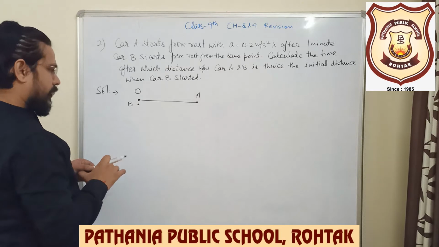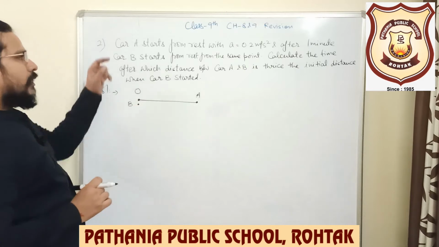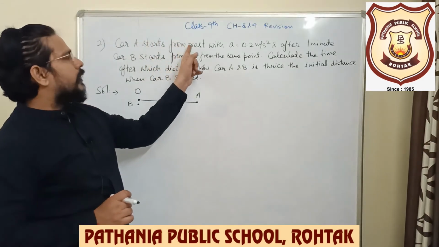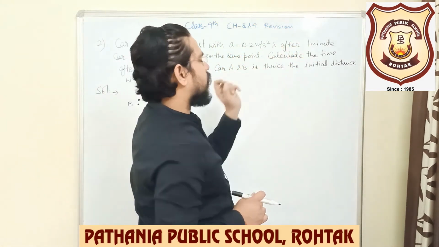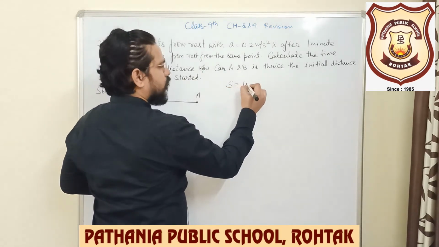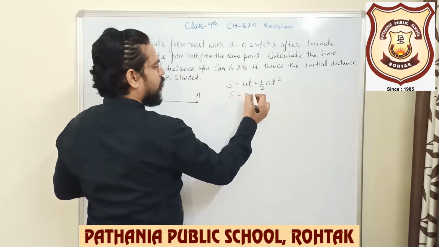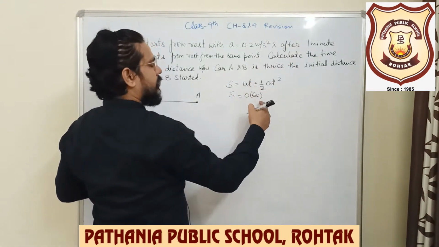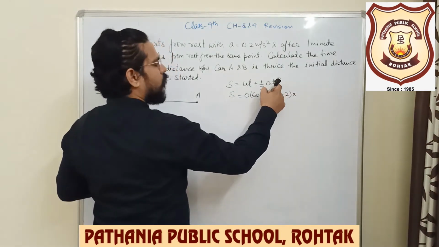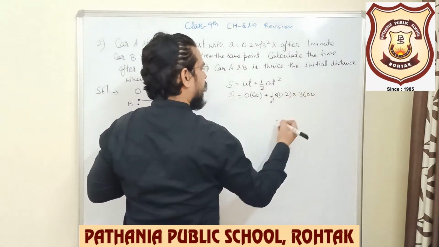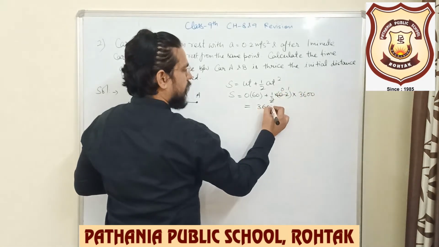So let us first calculate the distance between car A and car B when car B just started. We know that car A is starting from rest, so u is equal to 0, a is equal to 0.2 meter per second square, and t is equal to 1 minute. So s is equal to ut plus half at square. So s is equal to 0 into t, 1 minute is 60 seconds, plus half into 0.2 meter per second square into t square, which is 3600, that is the square of 60. Solving this you will get 360 meters.